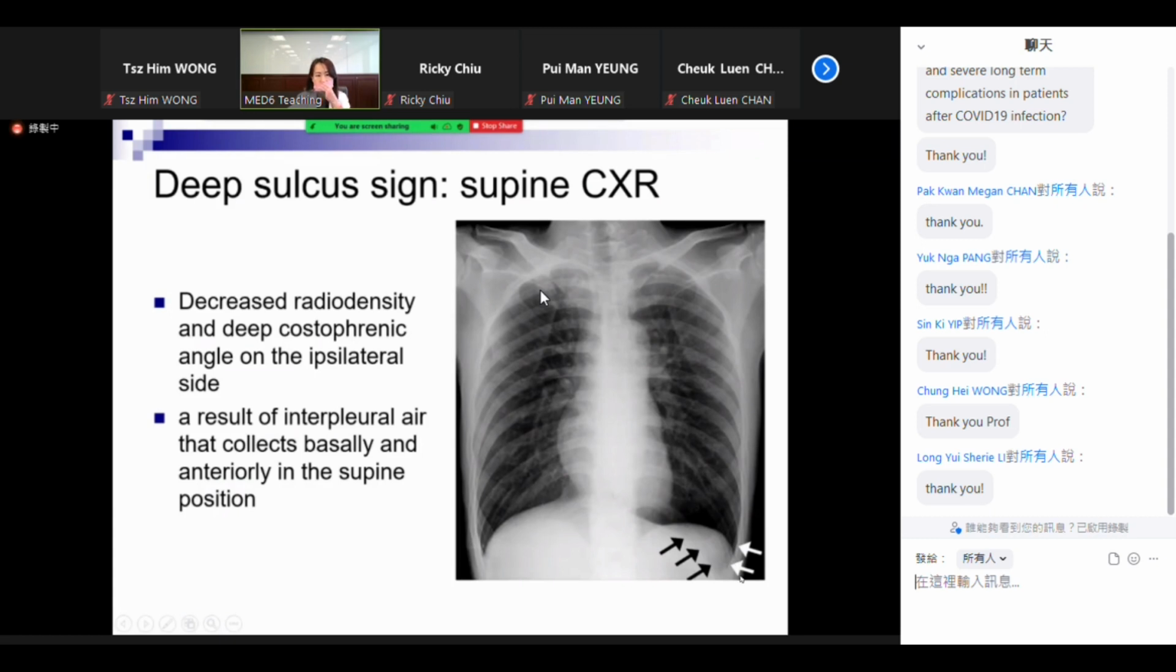This is the result of intrapleural air that collects basally and anteriorly in the supine position, because when you lie down, the air will go up, right? So it's more prominent in the anterior position, causing the deep sulcus sign.